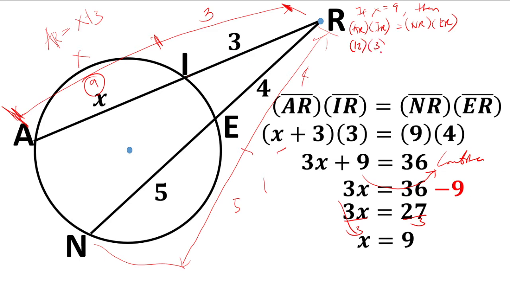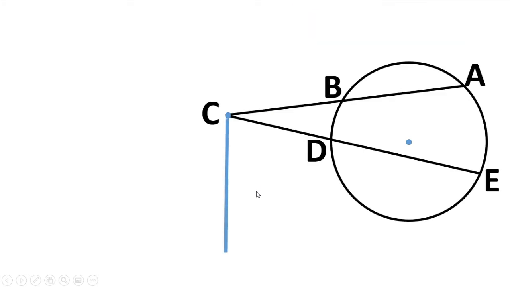IR is 3. NR is 5 plus 4, 9. ER is 4. 12 times 3 is 36. 9 times 4 is 36. Correct. So, x is equal to 9. Okay? Let's have another.